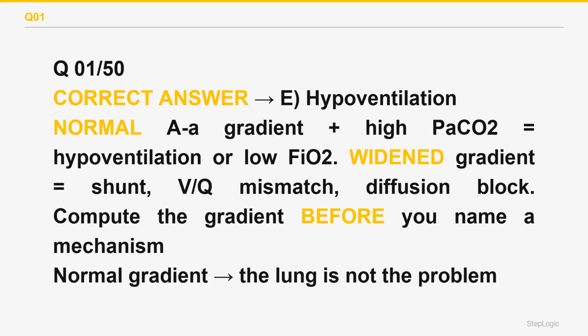The trap is answering from the PaO2 alone. A PaO2 of 54 is dramatic and pulls the eye toward lung pathology, but hypoxemia is a number, not a diagnosis. The gradient is what assigns the cause. Choice D is a distractor of a different kind. A shift in hemoglobin affinity changes how readily oxygen is released to tissue, not the arterial PaO2 measured by the blood gas.